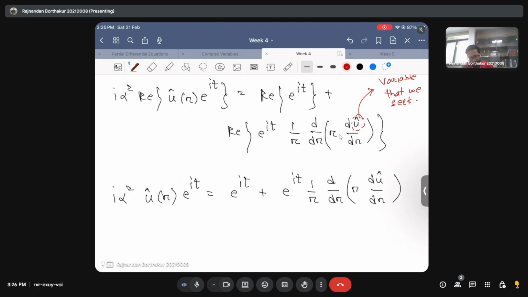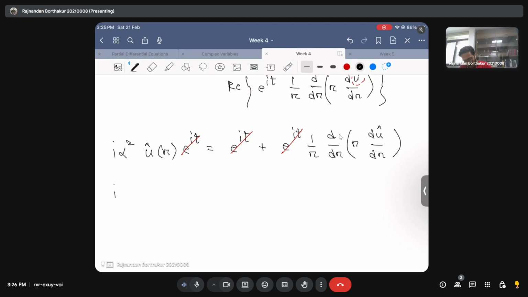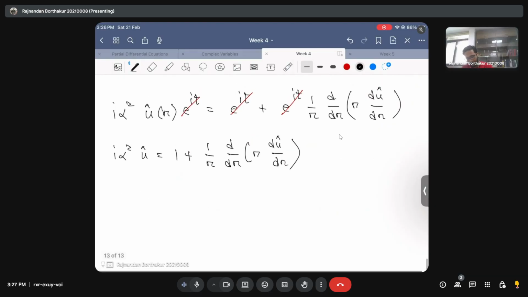All right, so now we can say that since e power it can't be equal to 0, because if that is 0, we'll end up getting a trivial solution, which means that I can cancel this e power it, and then I will end up getting an ODE of this form: i alpha squared u hat is just going to be equal to 1 plus 1 by r d/dr of r times du hat by dr. That's the ODE. So we'll do a little bit of manipulation.